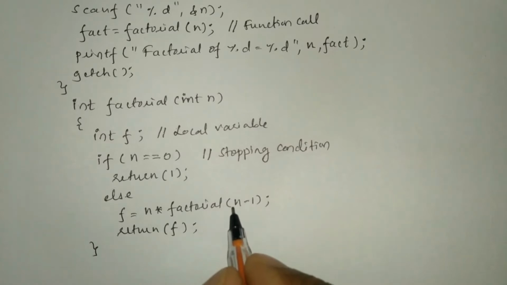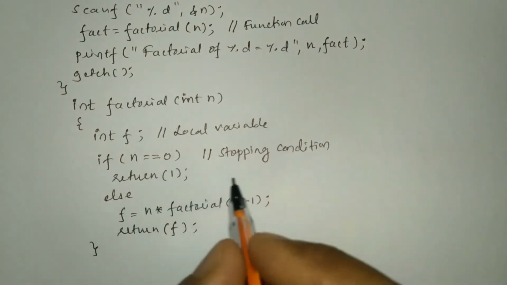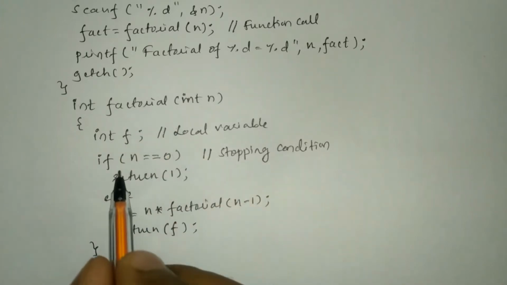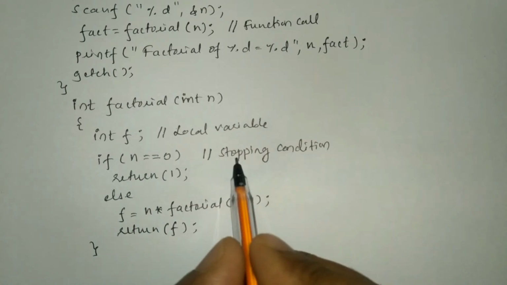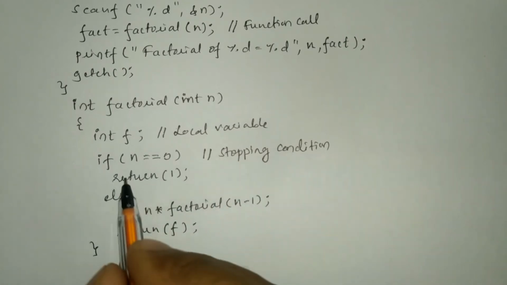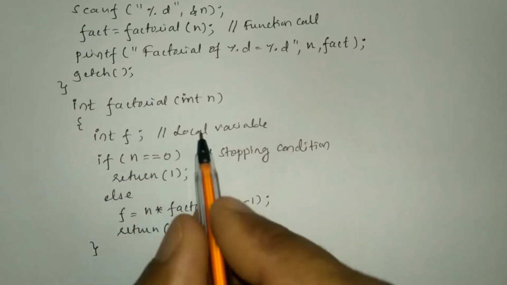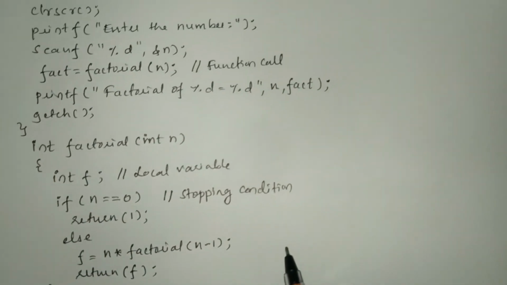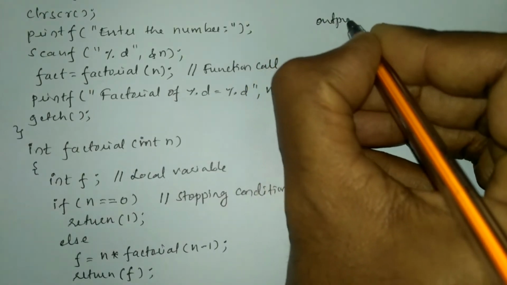So a recursive function means it is a function that calls itself continuously till the stopping condition is encountered. Once the stopping condition is encountered, the calling of this particular function again and again stops. So let us take an example of how exactly this particular program works.